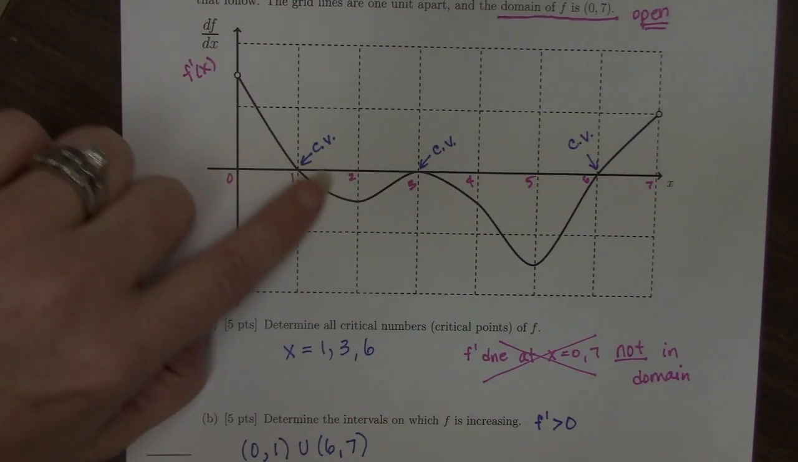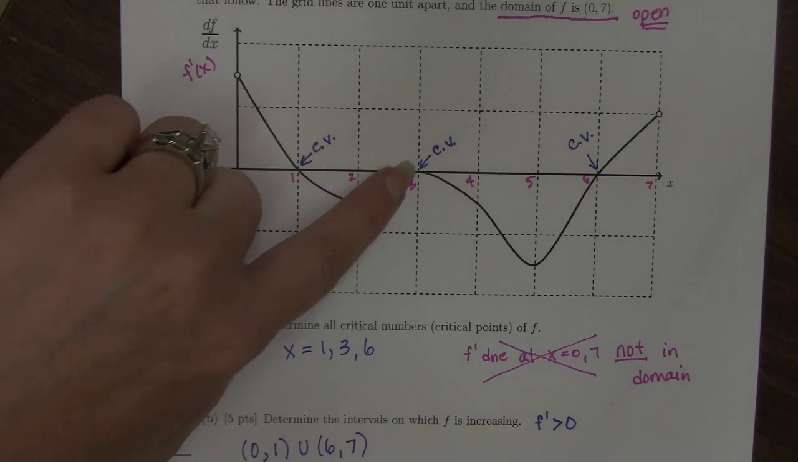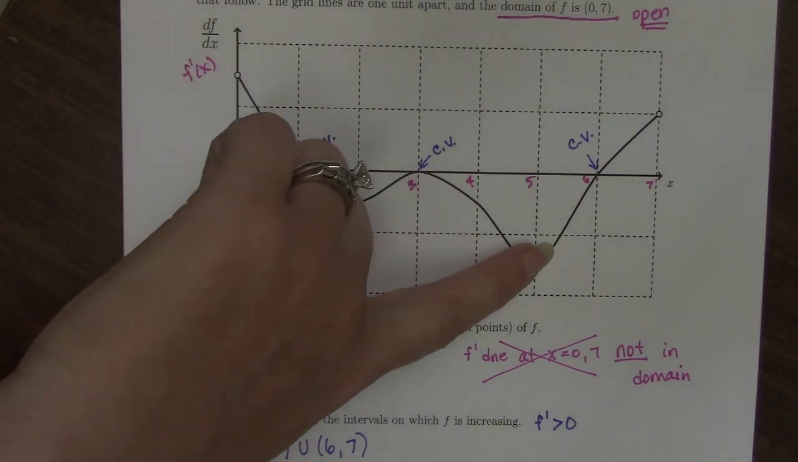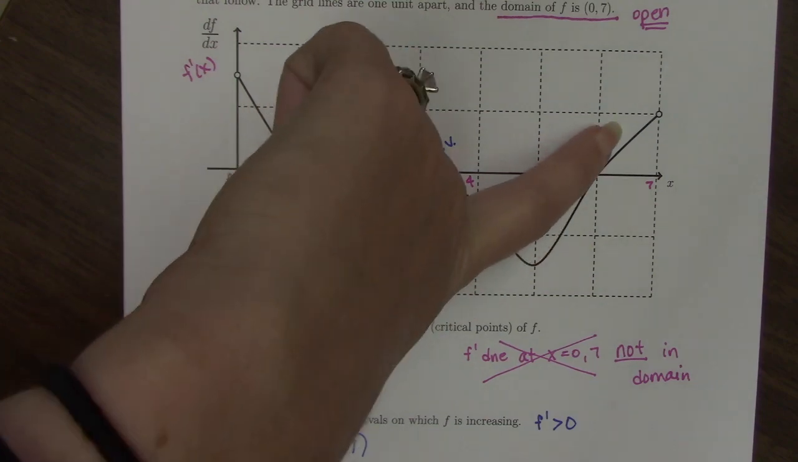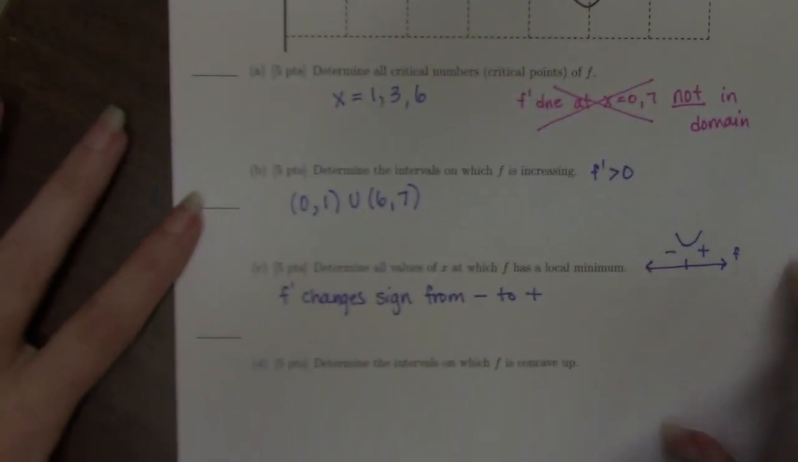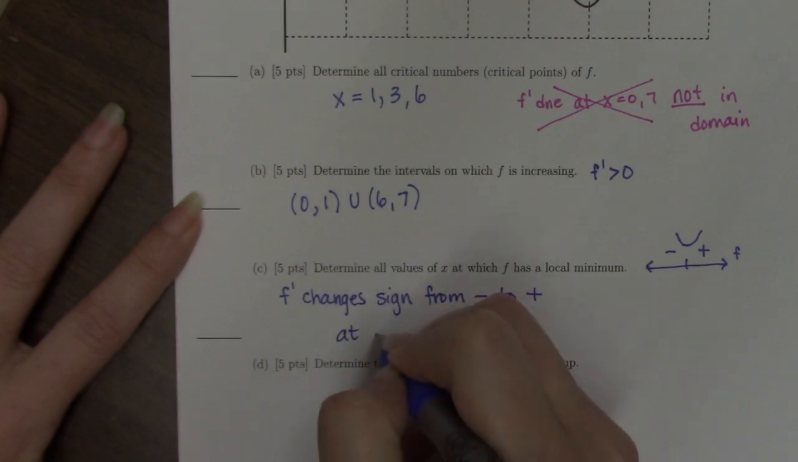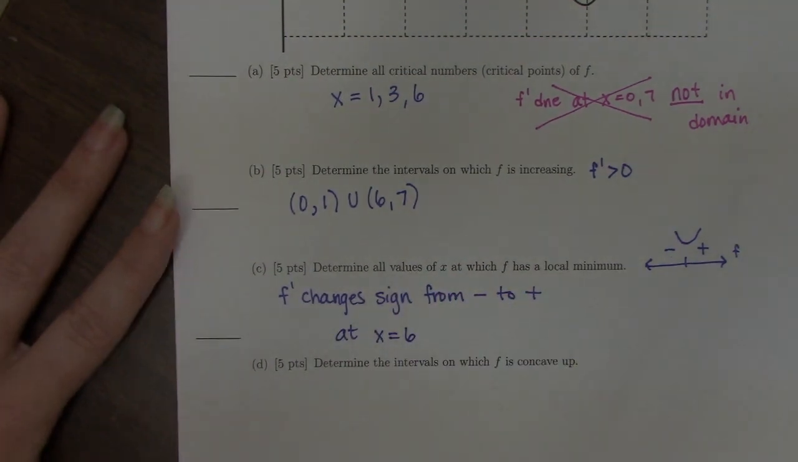So here it's positive to negative. Here it goes negative to 0, but then it stays negative, and here it goes from negative to positive. So the only local minimum is at x equals 6.